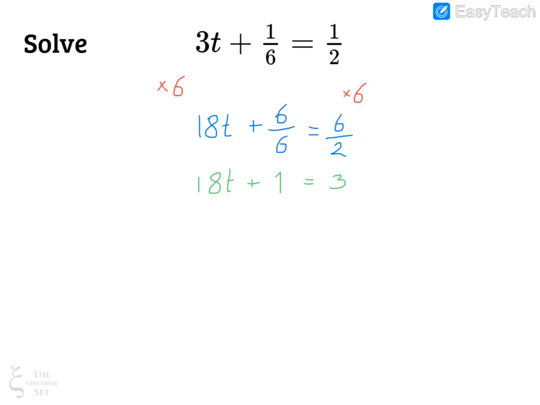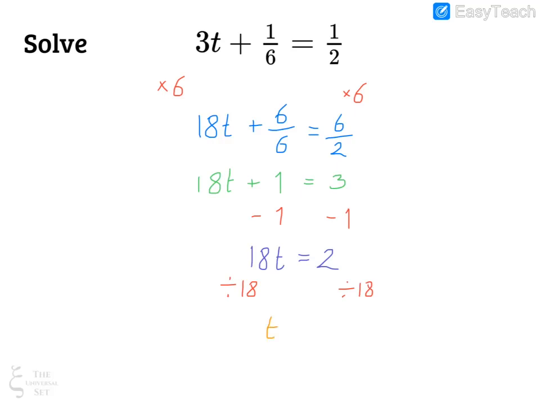Good. So 2 more steps to solve this one then. We want to get rid of this plus 1, so we better subtract 1. And we better do the same from the other side as well. And that's going to leave me with 18t is equal to 2. And the final step then is let's get rid of this 18. So to do that, we're going to have to divide by 18.